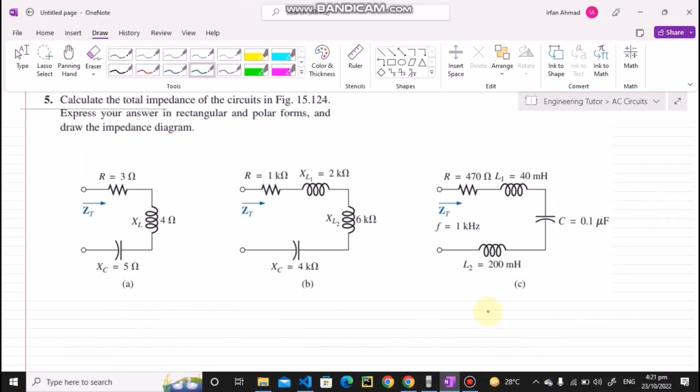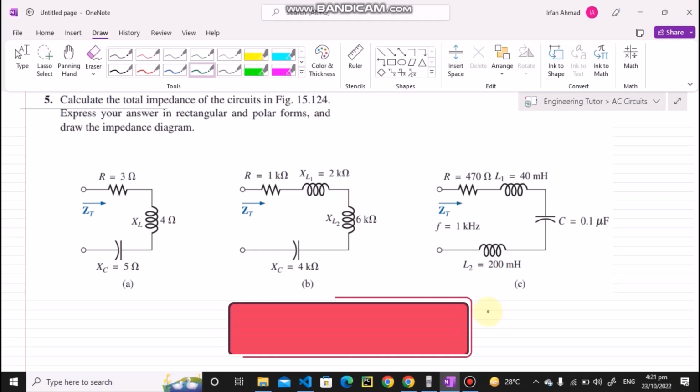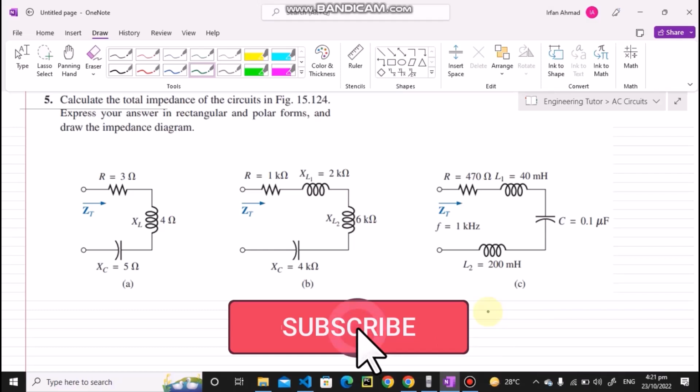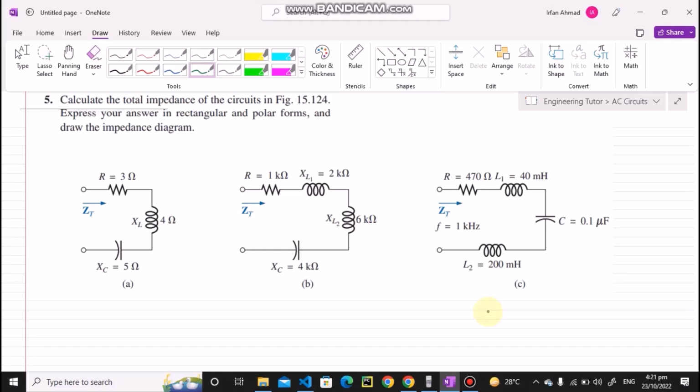Welcome back, guys. This is question number 5, and here again we have to calculate the total impedances of the circuits given in 15.124. We have to express our answer in the rectangular and polar form, and also draw the impedance diagram. Some of the questions are somewhat different, but we are going to use the same formulation which we have previously developed in our video.